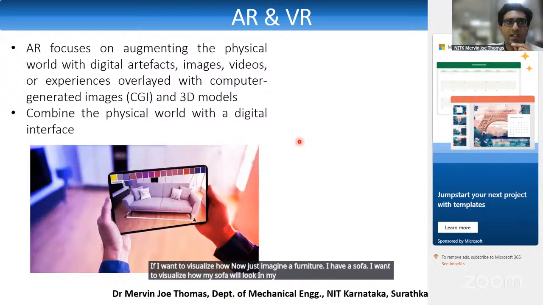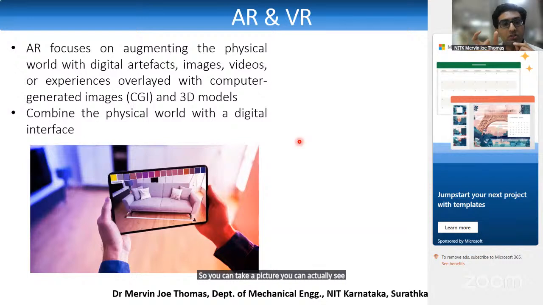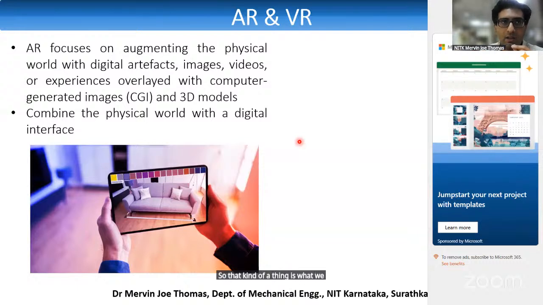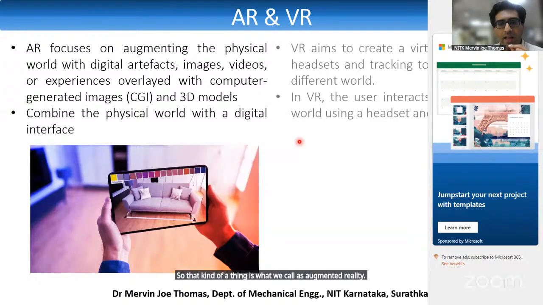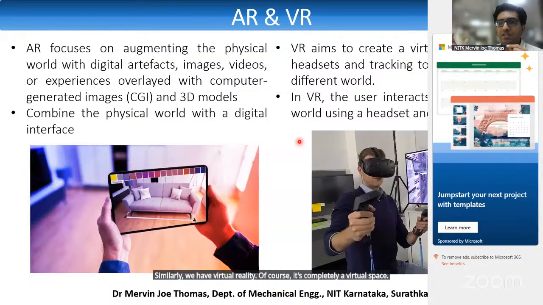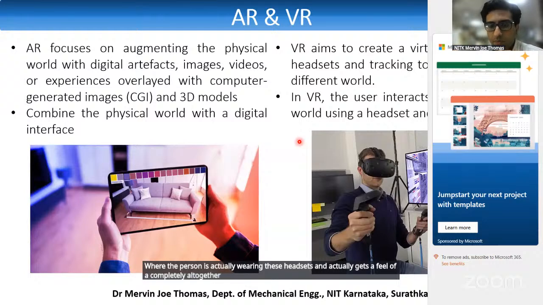Life, in my real-time environment. So you can take a picture, you can actually see your sofa being placed in that environment. That kind of thing is what we call augmented reality, right? Similarly, we have virtual reality. Of course, it's a completely virtual space where the person wears these headsets and gets a feel of a completely new environment, right?